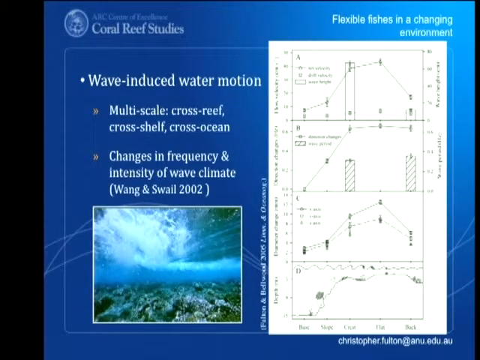One particular physical parameter that I've been interested in is wave-induced water motion. It's an interesting one because it's multi-scale. You can see huge variations in it just within a single reef, but also across the continental shelf on the Great Barrier Reef, and also across the ocean. So across the Pacific Ocean, for instance, the average wave height you'll get on the Great Barrier Reef is around 1.5 metres. If you move out towards Hawaii, it's starting to get above 5 metres. So even across an ocean, you get some quite major variations in this particular parameter.